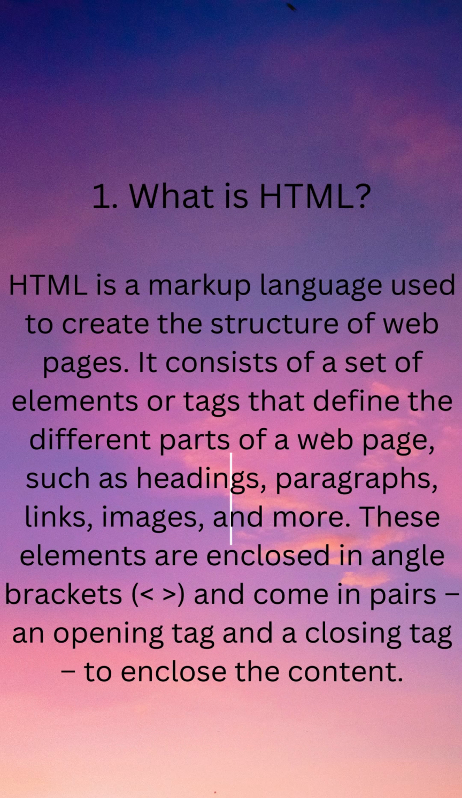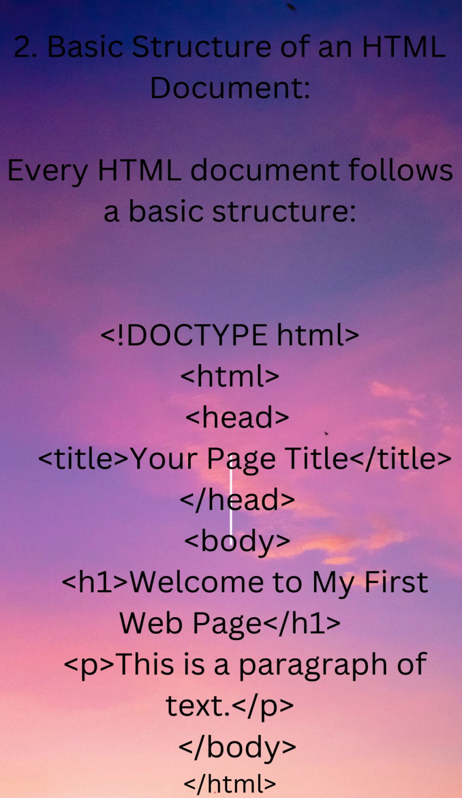What is HTML? HTML is a markup language used to create the structure of web pages. It consists of a set of elements or tags that define the different parts of a web page, such as headings, paragraphs, links, images, and more. These elements are enclosed in angle brackets, and come in pairs, an opening tag and a closing tag, to enclose the content. Now we will see the basic structure of an HTML document.